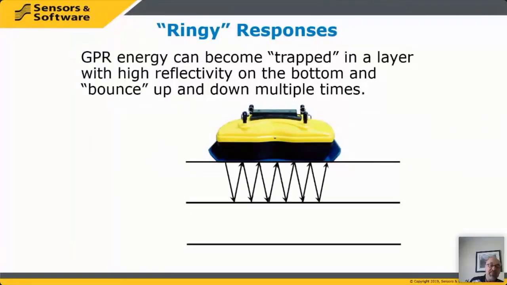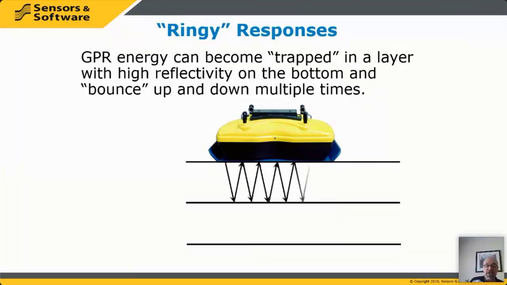There are times when GPR energy can get trapped in a shallow layer and reflect very strongly up and down. So rather than the majority of the energy going deeper, it reflects from that boundary and goes back up, hits the surface, reflects back down, and does the same thing over and over again. It's not as common as you think. You would think this would happen all the time. It does take a special situation where there's a very high reflection coefficient on the bottom of that boundary.